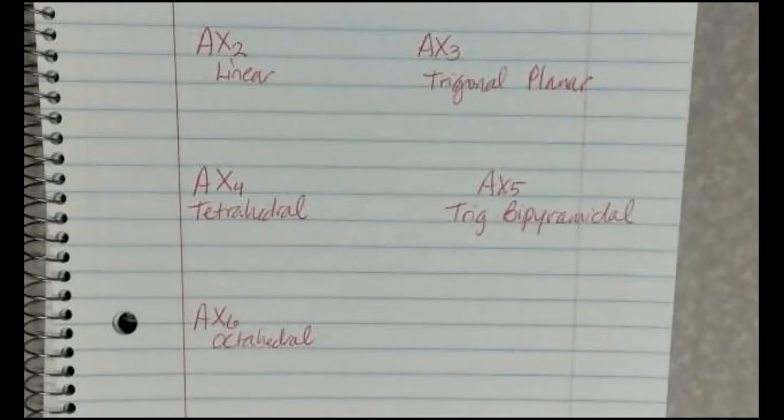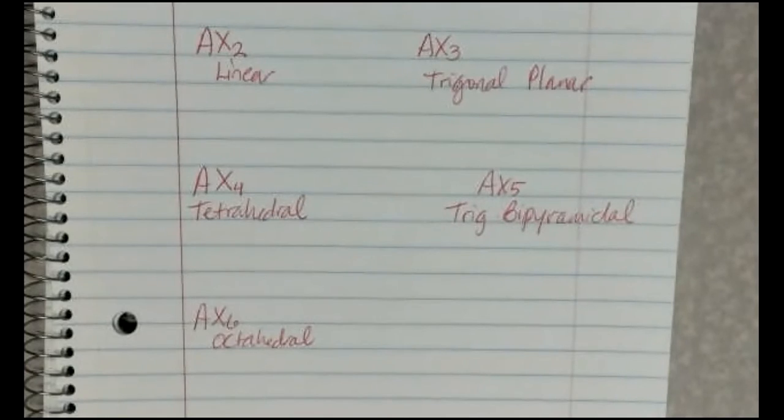Let me start out by saying that what we're looking to do is always maximize the bond angle or the distance between either lone pairs of electrons or bonding pairs of electrons. And we only look at the geometry for the center element.